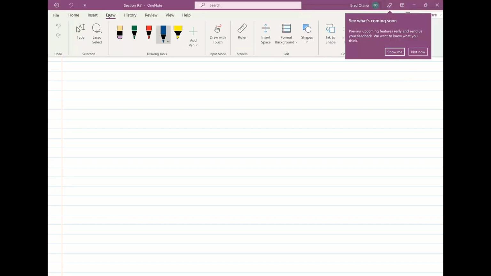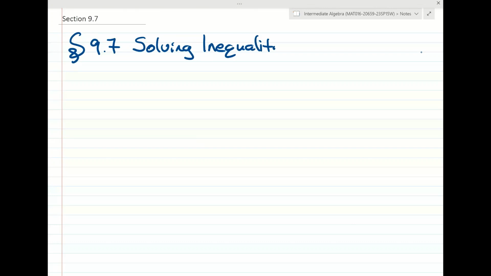Section 9.7. In section 9.7, we're going to be talking about solving inequalities. So, section 9.7 is titled Solving Inequalities.